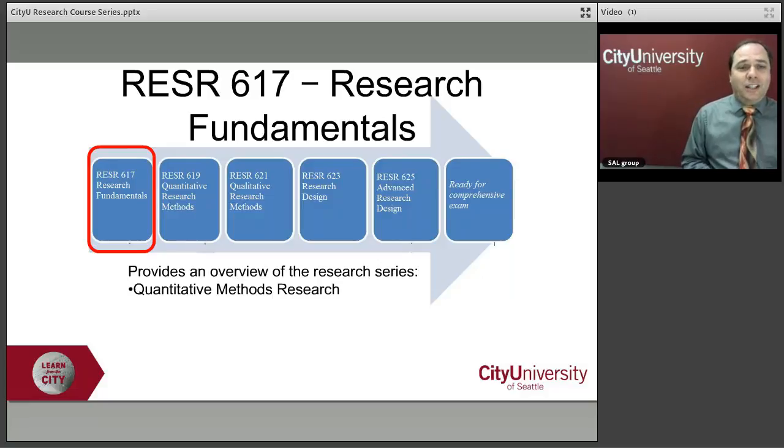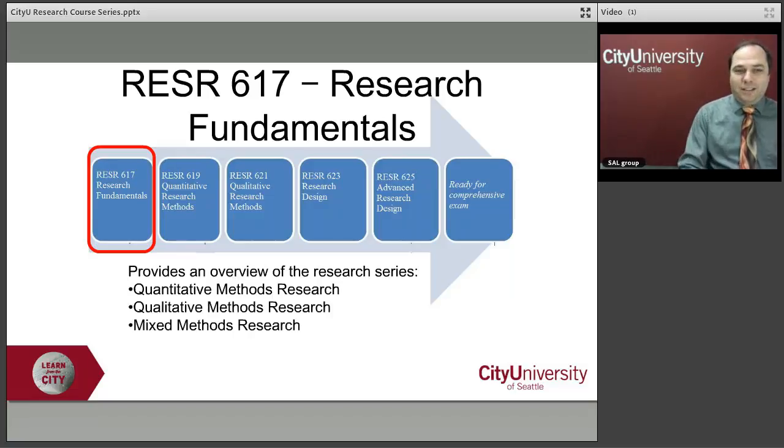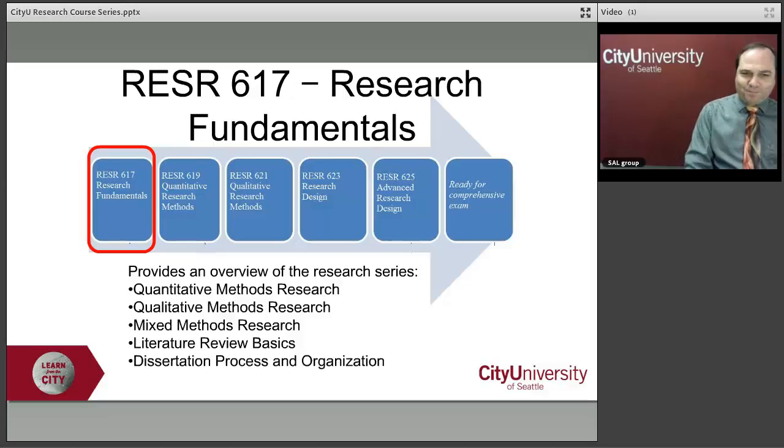You'll have a section about quantitative methods, also qualitative methods, and mixed methods research, as well as a bit of information about literature review basics. Because all of these topics are going to be discussed in depth in other classes, here it's mostly just a survey course to let you know what you can look forward to as you move through each of these courses in the series.